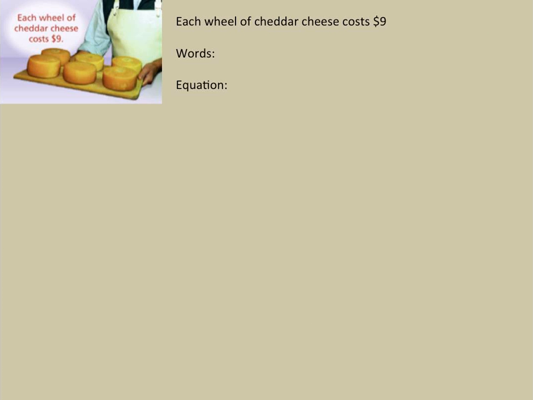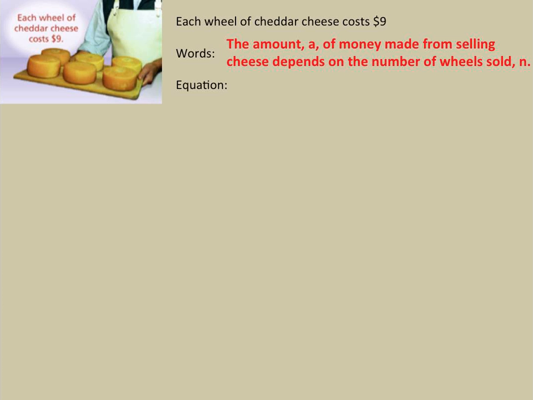All right, last one. Each wheel of cheddar cheese costs $9, so the amount A of money made from selling cheese depends on the number of wheels sold. So I'm going to make all these wheels of cheese, and then I'm going to sell them. All right, so the amount of money that I get is 9 times the number of wheels of cheese that I sell. I sell each one for $9. The amount is 9 times the number of wheels.